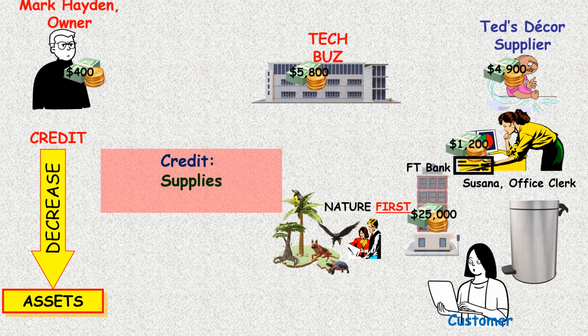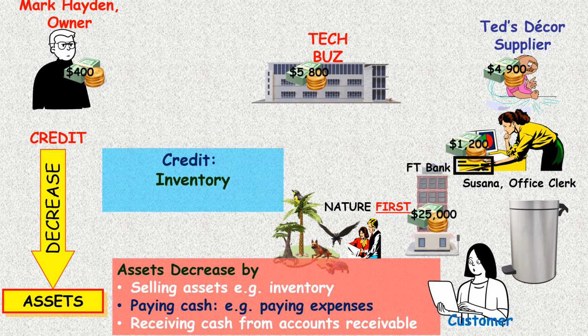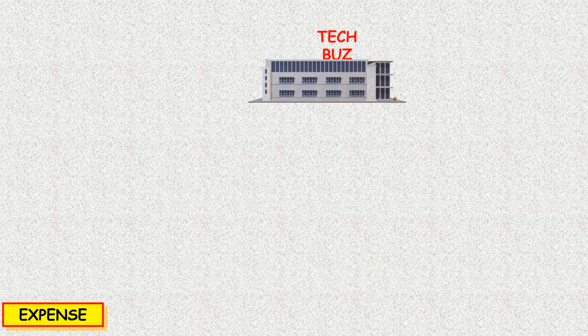Finally, we have a customer. We sell something to the customer. Here we go. And then our inventory decreases. We will say credit inventory. These were examples of asset increases and decreases. Let's take a look at examples of expenses.